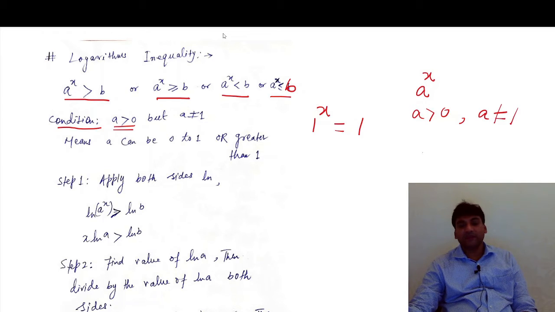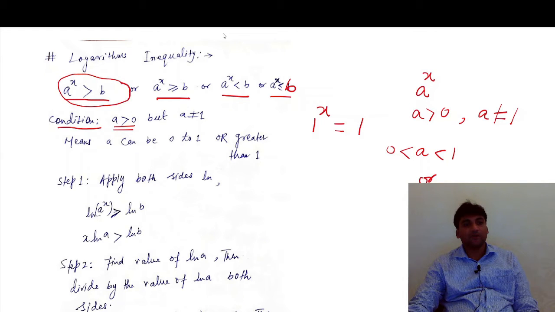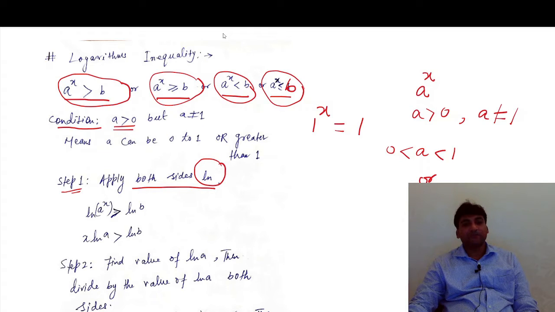It means we are having two cases, a between 0 and 1, or a greater than 1, right? These two possibilities we will have, and we will understand these two possibilities. Now if we are having this type of inequality question, whether this or this or this or this, then we will apply ln both sides. So this is step 1. We will apply ln both sides.